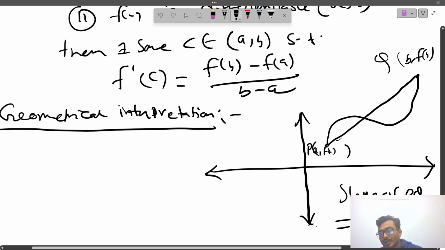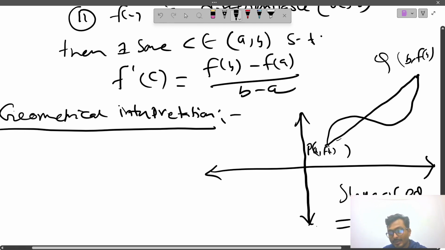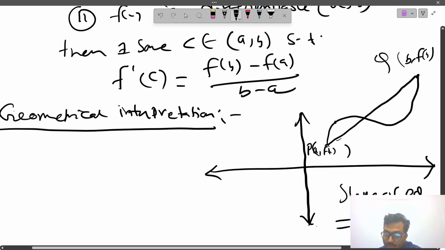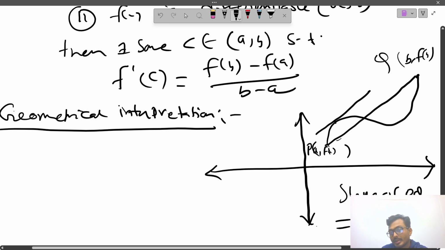So the slope of PQ will be nothing but y2 minus y1 by x2 minus x1. Here it is (f(b) minus f(a)) divided by (b minus a), right? So this is nothing but the slope of the line joining P and Q, where P is (a, f(a)) and Q is (b, f(b)). Now the slope of this line and f dash c is the same. That means we can find some c where the tangent will be parallel to the line PQ, right? So this will be the geometrical interpretation.